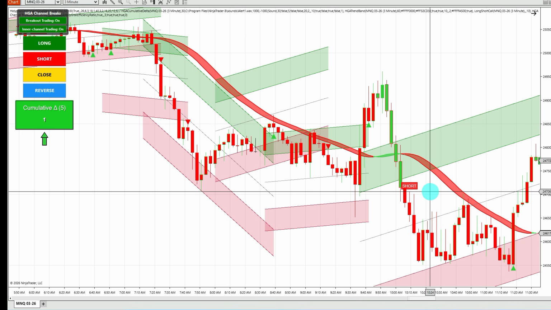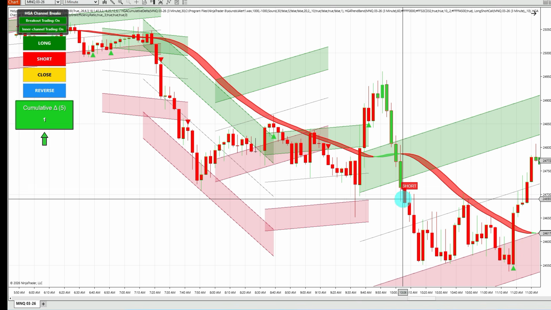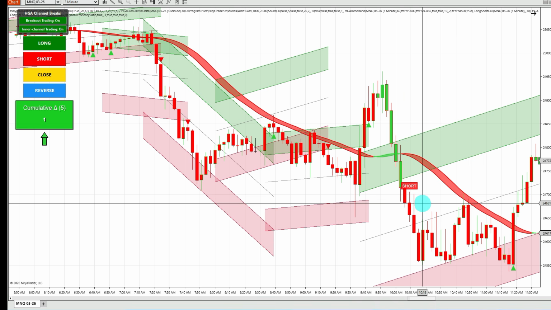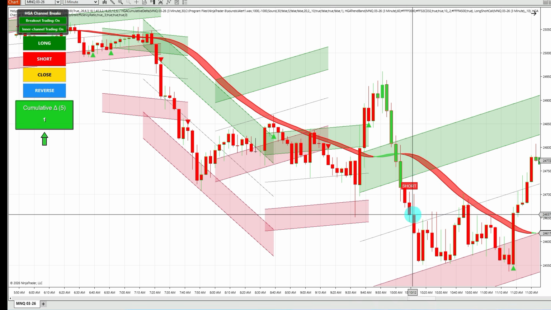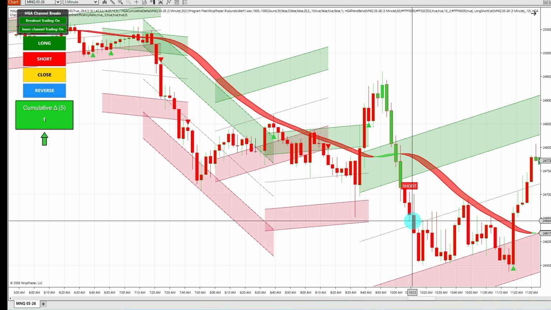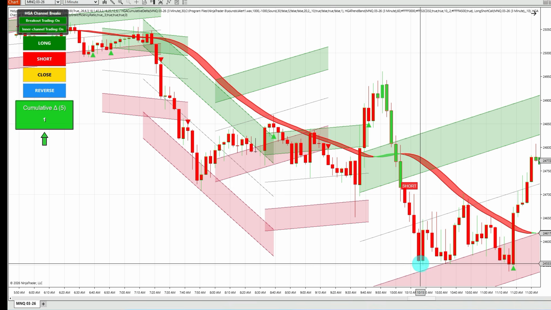Our long and short indicator had printed a short off of this candle right here. This was a beautiful trade to get in on the next one after this one, this center candle right here. This was a beautiful trade, a massive trade all the way down.